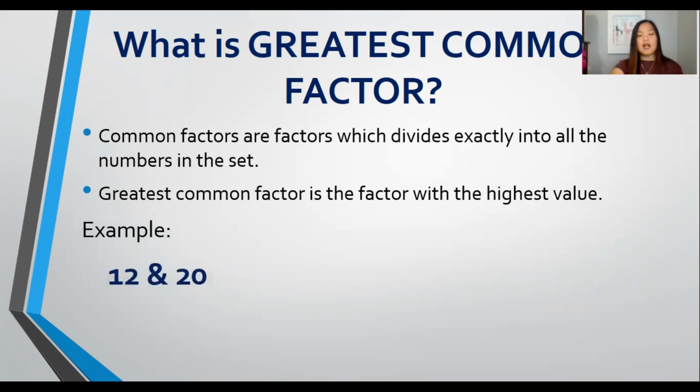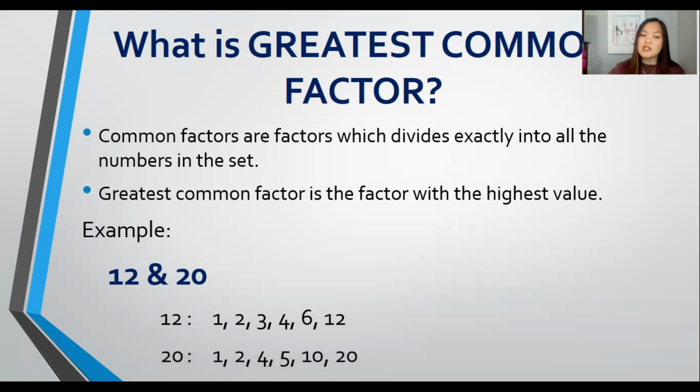Let's have 12 and 20. We know that 12 is having the factors 1, 2, 3, 4, 6, and 12. And 20 is 1, 2, 4, 5, 10, and 20. So their common factors are 1, kasi may 1 sa 12, may 1 din sa 20, 2, 4. Meron pa ba? Wala na.